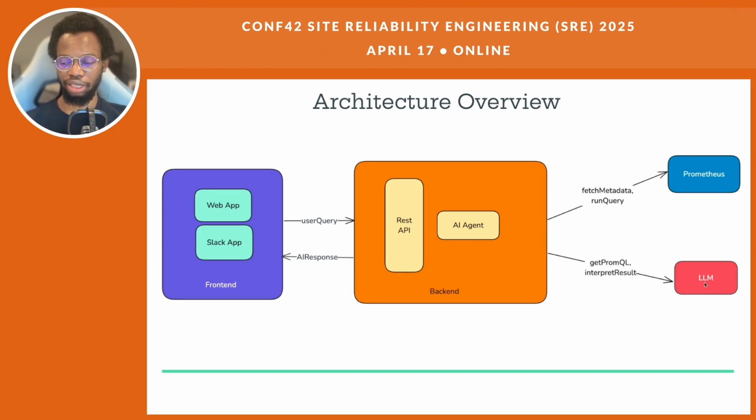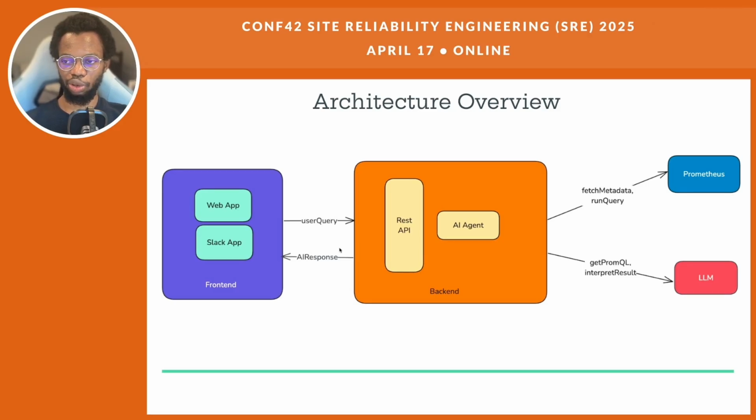The LLM then thinks about a PromQL query that would be able to answer that question correctly. Then when it has the PromQL, it sends it back to the AI agent, which then runs that query on Prometheus to get the actual result. And then once the result comes back from Prometheus, it's passed back to the LLM such that the LLM can interpret the result in natural language, and then the result goes all the way back to the front end for the user to see. So that's what the overview of the system looks like.